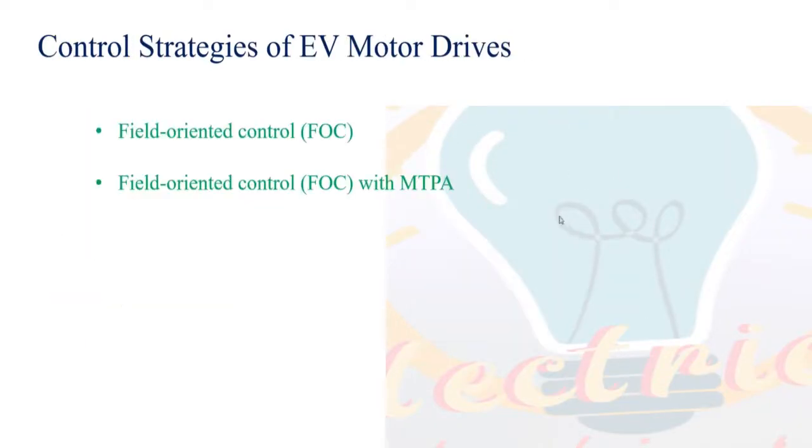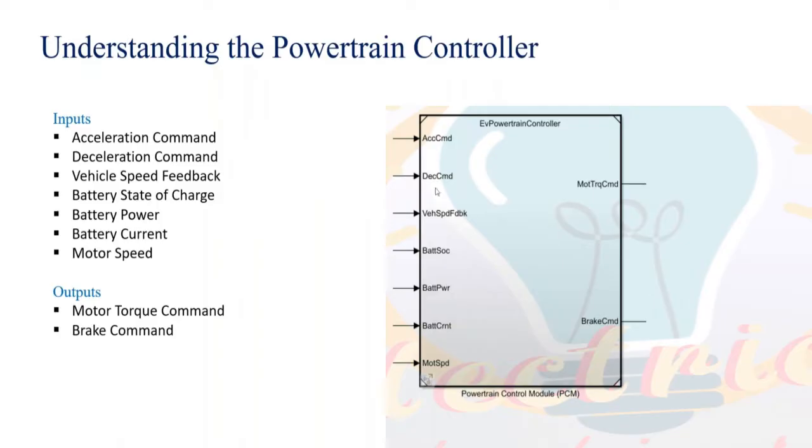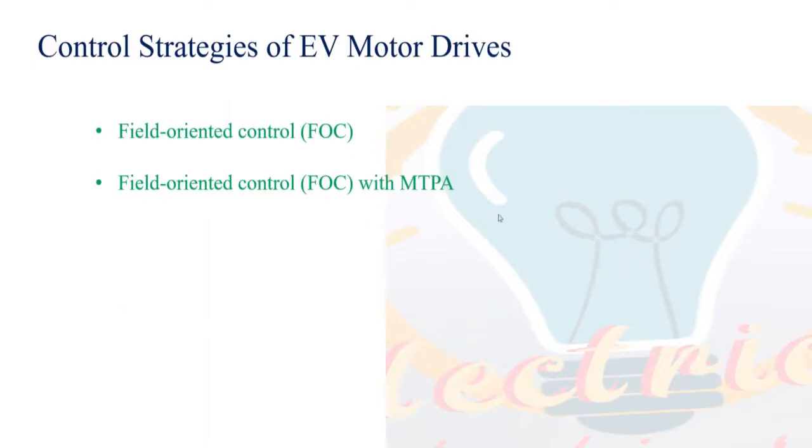So when we look at how the controller transfers the accelerator command of a driver into a torque command, let's discuss it. In electric vehicle applications, there are many control techniques for motors. In electric vehicles, we use a control technique called field oriented control. And very recently, we started using field oriented control with MTPA. MTPA means maximum torque per ampere control technique.